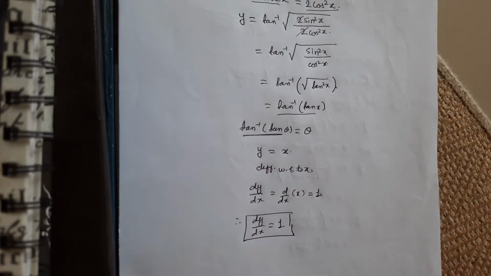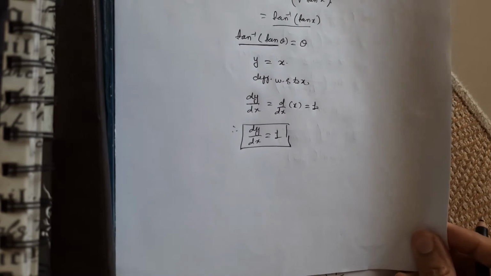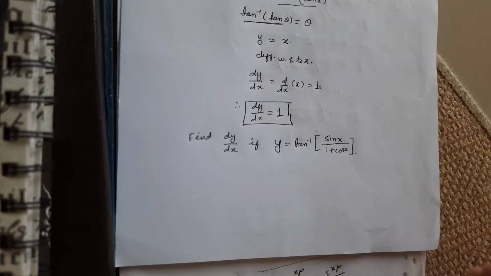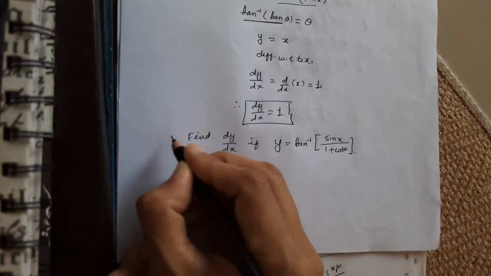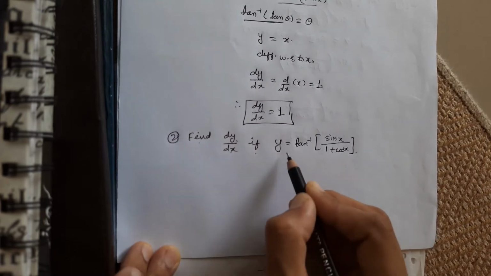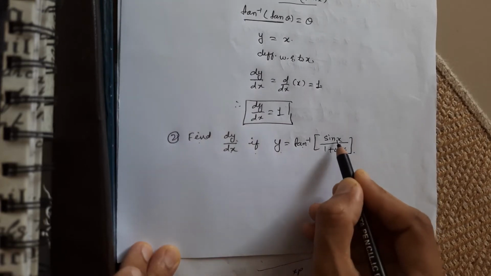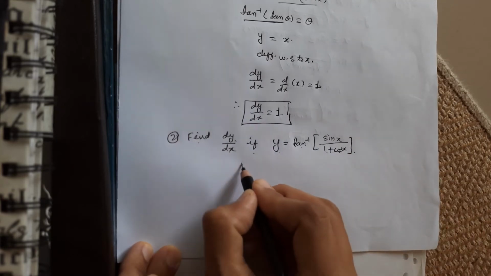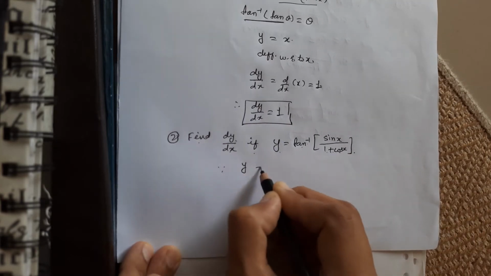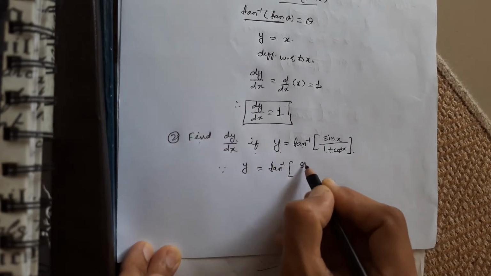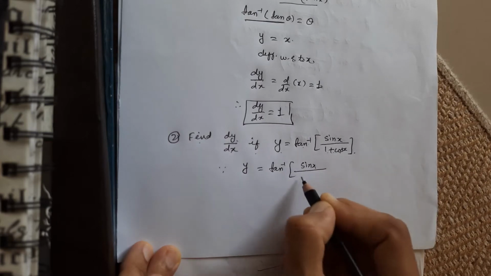Okay, so that's how these trigonometric formulas make our problem, our life, very simple. Another example that I want to explain is: find dy by dx if y equals tan inverse of sin x upon 1 plus cos x. Again, I am just writing the given function, y equals tan inverse of sin x upon 1 plus cos x.